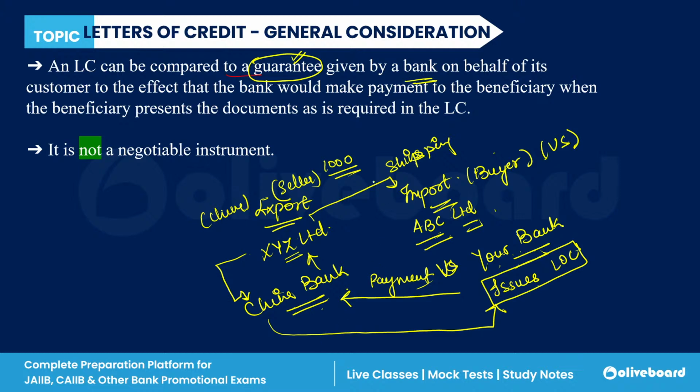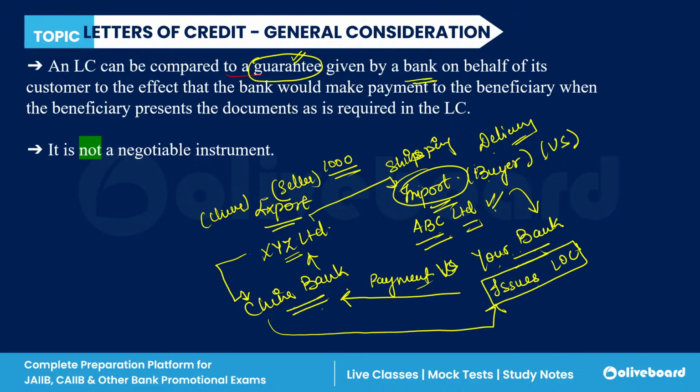Now, after ABC Limited receives the delivery of the 1,000 phones, ABC Limited pays your bank a particular sum of money which is specified in the letter of credit. So this is actually the letter of credit. Very simple thing.